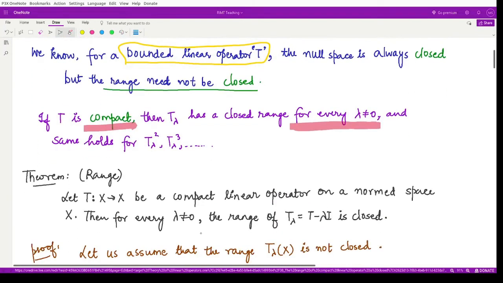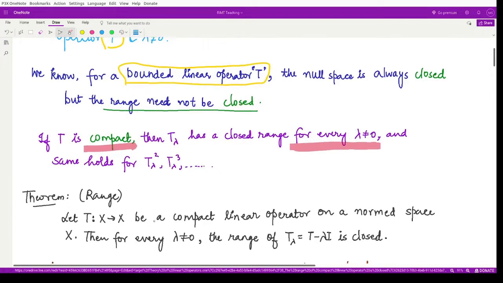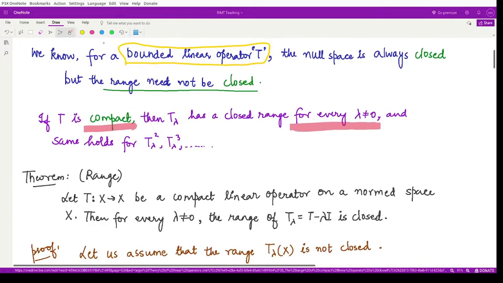The theorem that we are going to study today tells us about this closedness of the range. The statement is that for a given operator T defined from the normed space X to the normed space X, which is a compact linear operator, then for every non-zero complex number lambda, the range of the operator T lambda is closed. So this is the result.